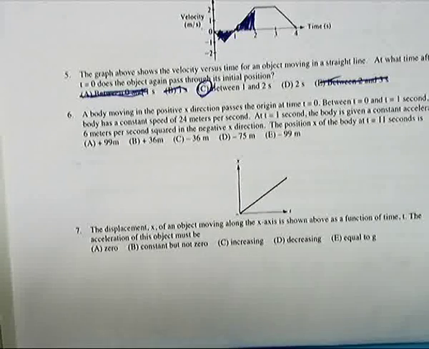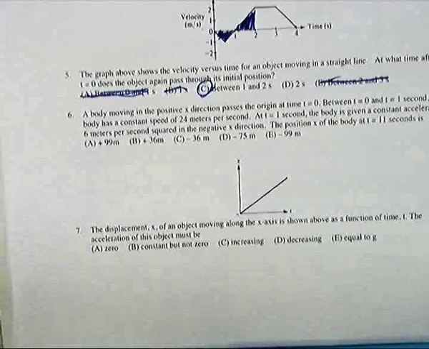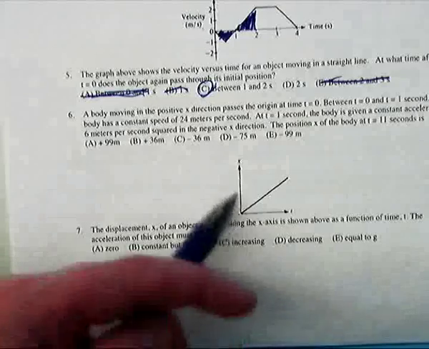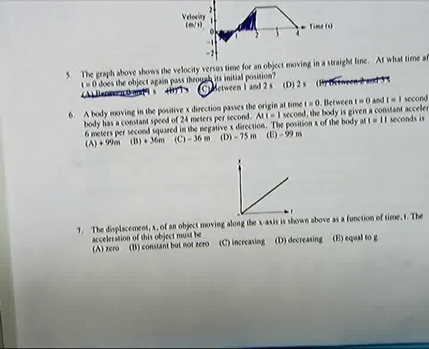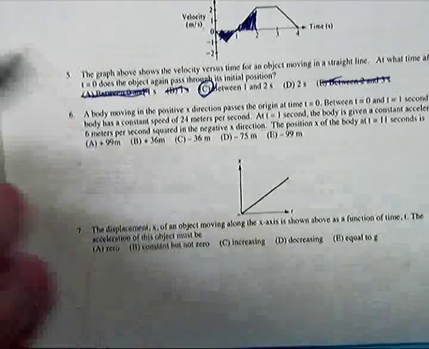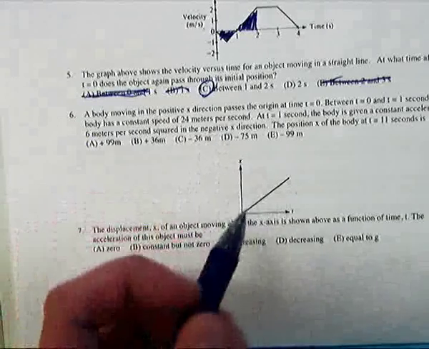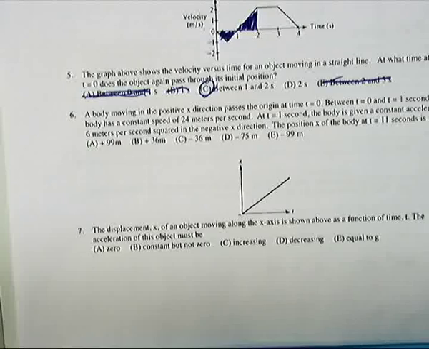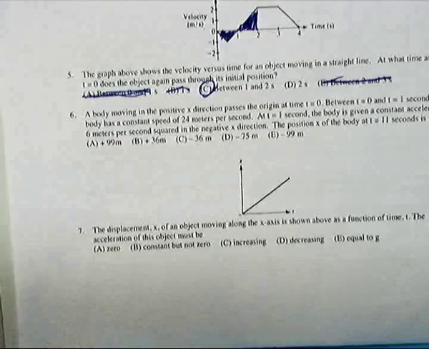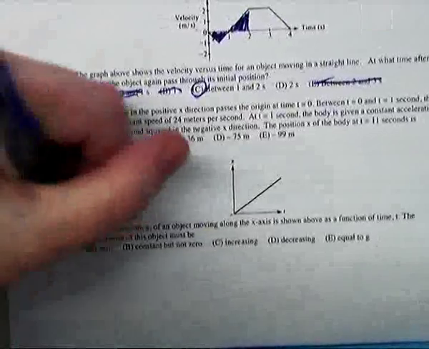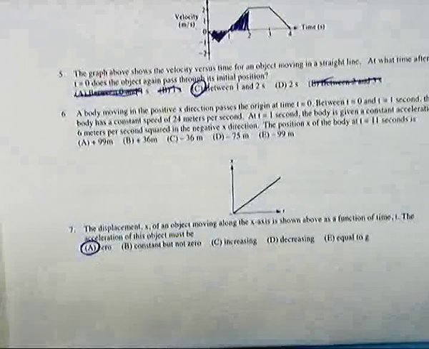On a distance versus time or displacement versus time graph, your slope means velocity. Slope represents velocity, change in distance over change in time, or change in y over change in x. So we have a constant slope, so that means we have a constant velocity. So if you have constant velocity, you can't have any acceleration. So that means the acceleration must be 0.